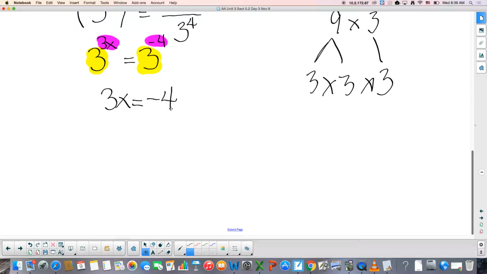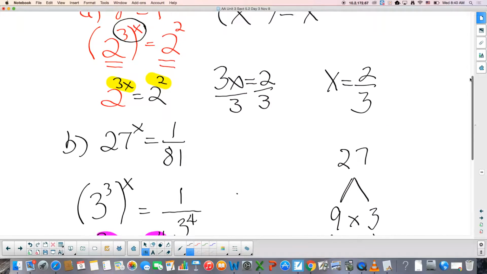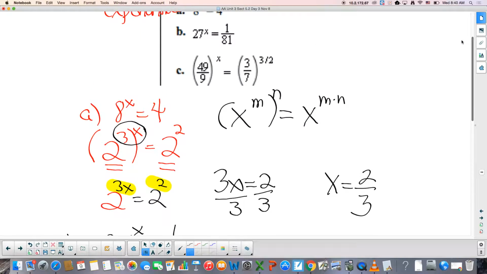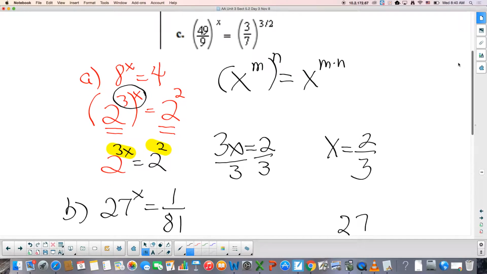Then what do I do to solve this? I could guess, or I could divide by 3. This is the process of solving. Solve means to find the number that makes the sentence true. And we're going to get fractional exponents. Just leave them. We'll talk about what they mean tomorrow, because that is section 5.3. That's my other one here. And sometimes I can't do anything. I'll have to use a calculator, but I don't think so. 49 ninths to the x.